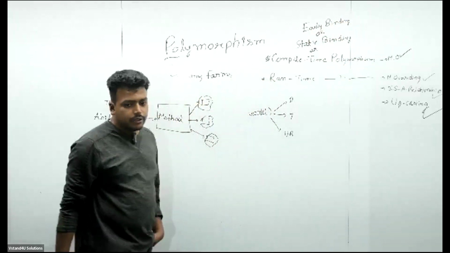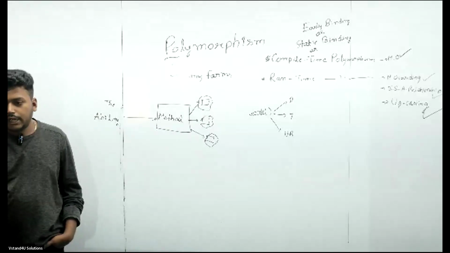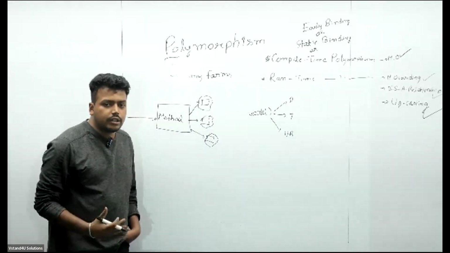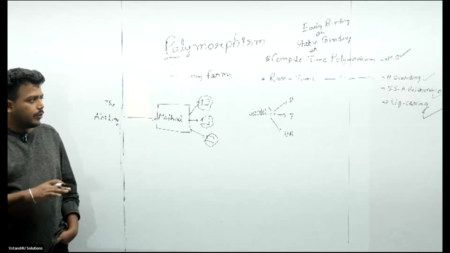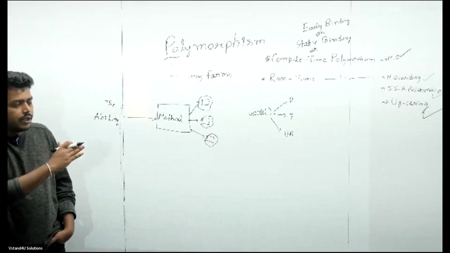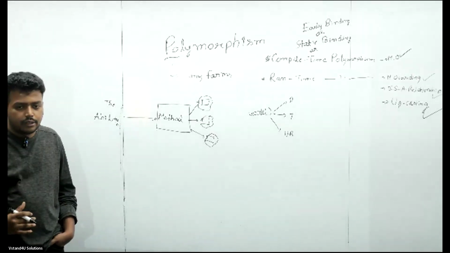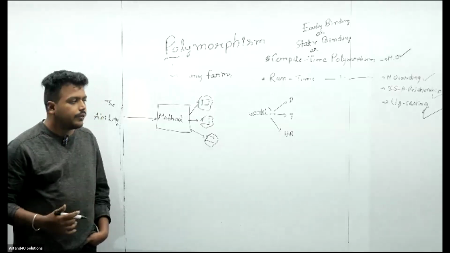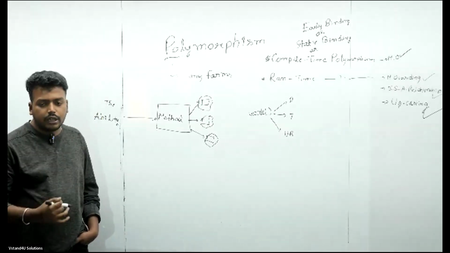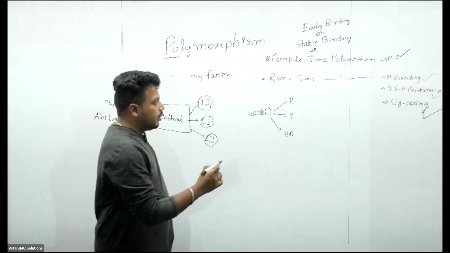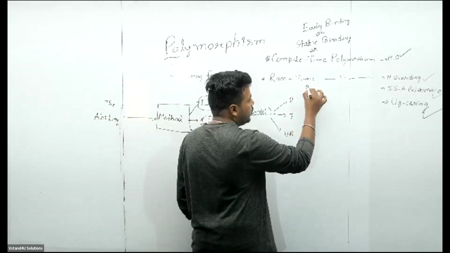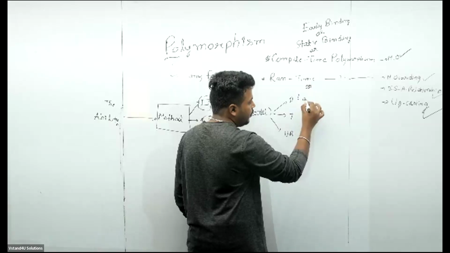Compile time polymorphism is also called static binding or early binding. When I am explaining the compile time polymorphism program, I will tell you why they kept the name static binding or early binding. Now runtime polymorphism is also called late binding.